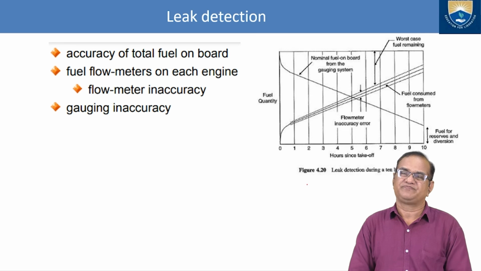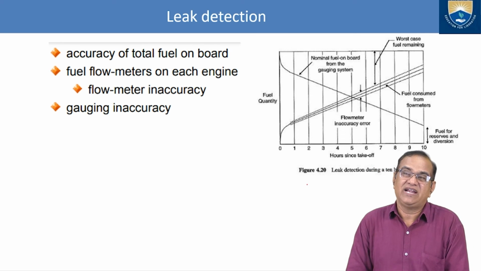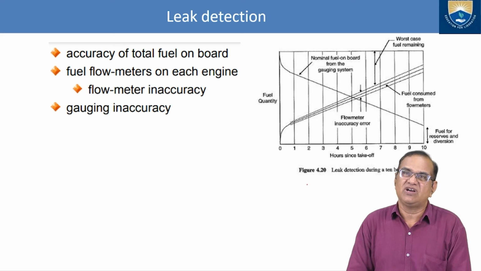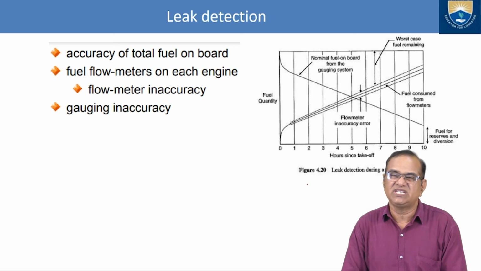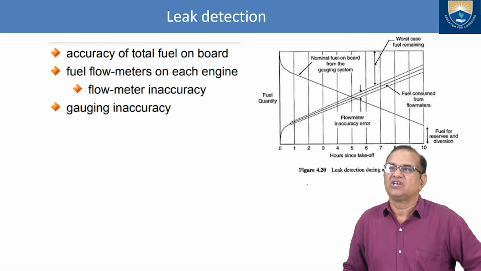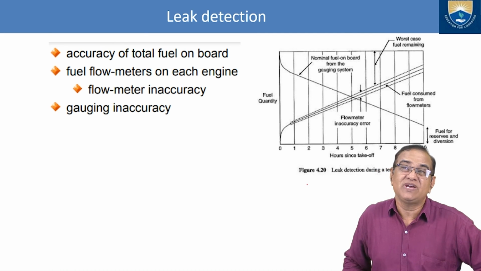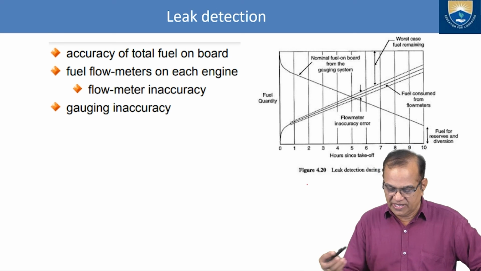Leak detection. We have to detect the leak, otherwise you will land in trouble. Accuracy of total fuel on board. Fuel flow meter on each engine. Flow meter inaccuracy, gauging accuracy. By this way we can see whether the leak is there in the system or not. This you can see here.